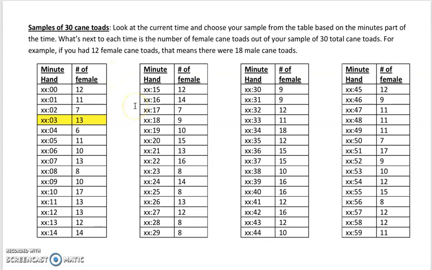In the first part of Notes 13, everybody took a sample of 30 cane toads, and now we're going to answer some questions about what you saw and what it might mean when we think about everybody's different samples that they took. So again, if you haven't done that yet, pause the video real quick, check your minute hand, use that to find your sample of 30 cane toads, figure out what number of them are female, and go back to the first page to see how you would calculate the proportion that are female.